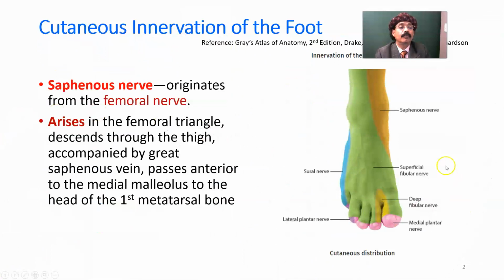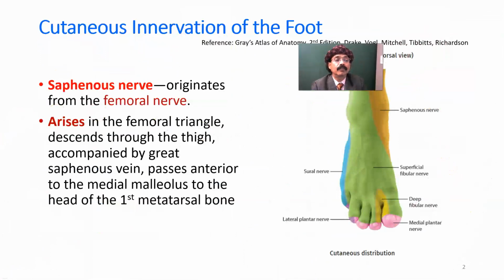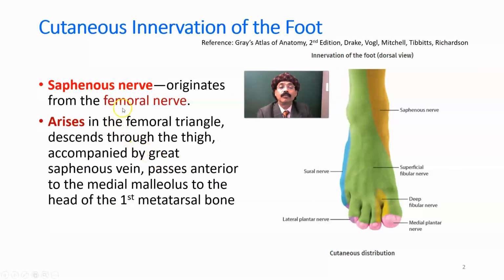Okay, first of all, we'll go to the saphenous nerve. It originates from the femoral nerve, where in the femoral triangle it descends to the thigh, accompanied by the great saphenous vein, and passes anterior to the medial malleolus. This is the medial malleolus to the head of the first toe area. This is one of the longest cutaneous nerves of the body, the saphenous nerve.